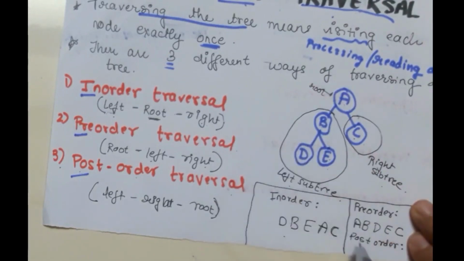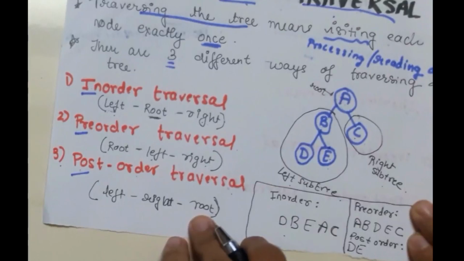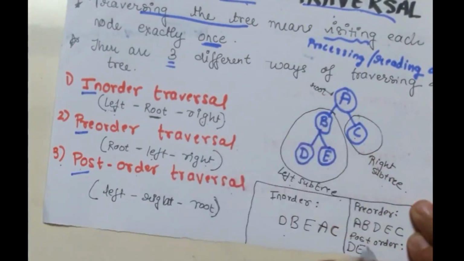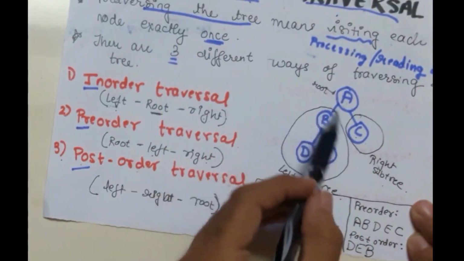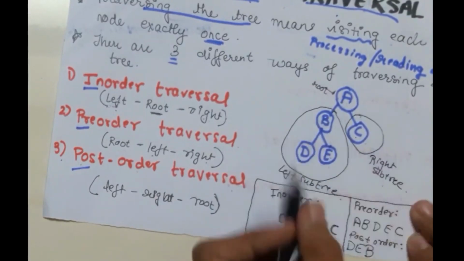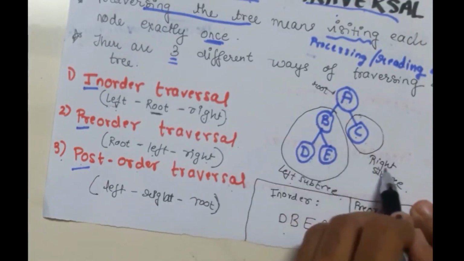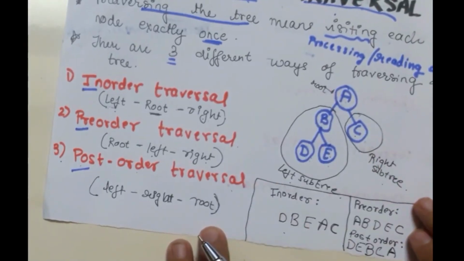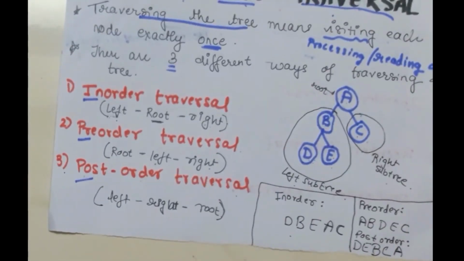So we'll go into the left part, that is D. Then right part, that is E. Then root. So for this left subtree, B is the root node. Right? And when we are done with the left part of the root node A, we'll go into the right part, that is C. And after we have done with the left and right part, finally we'll write the root, that is A. Okay. So like this we have to traverse the tree.